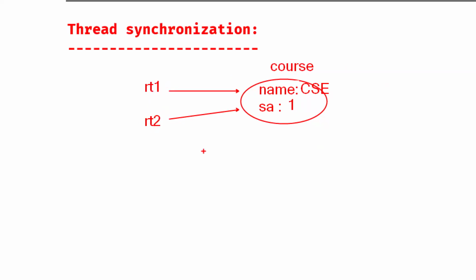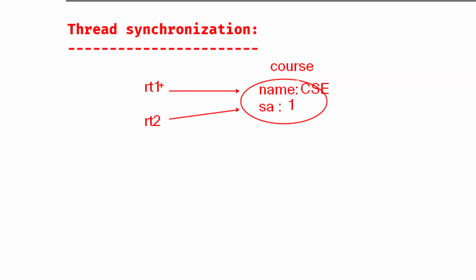Actually, what happened is registration thread 1 wants to register a seat in this course. First, it is trying to access what? How many seats are available in this course? The available seats is 1. Now this registration thread wants to book that seat, and now it wants to update the seats available to 0.